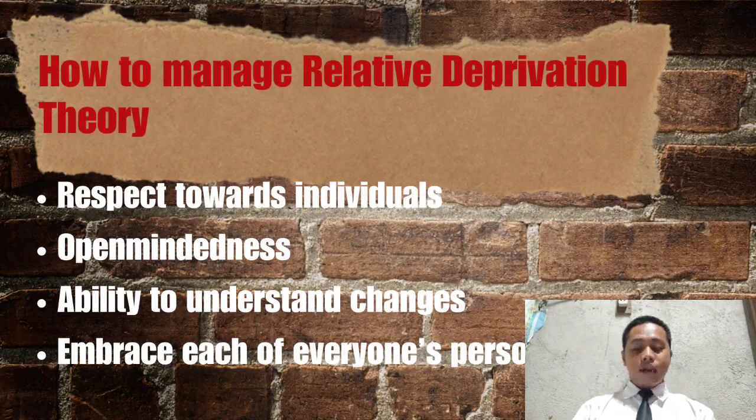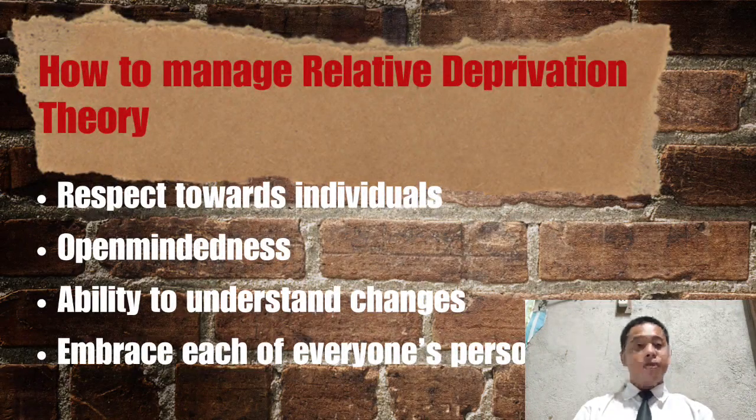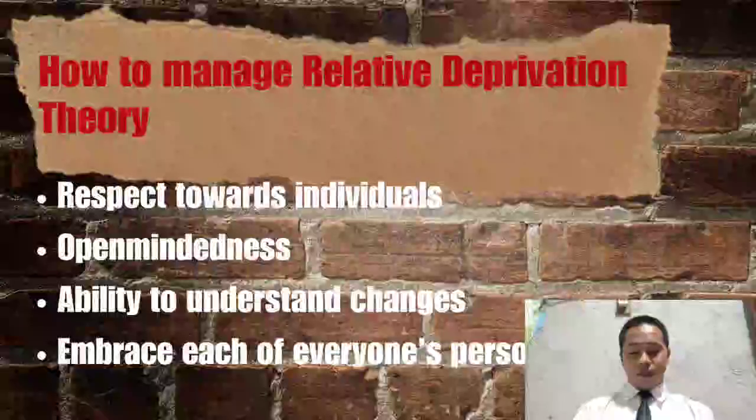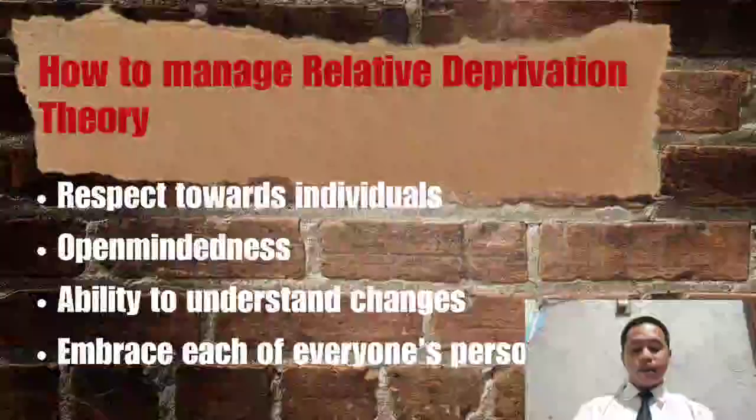And next, how to manage relative deprivation theory. Number one, first and foremost, respect towards individuals, because in respect, we can earn things, we can build a world that unites everyone. Number two, open-mindedness. Number three, ability to understand changes, especially now in gender roles. Number four, embrace everyone's personality because you cannot change them. You cannot change their personality, so you should embrace it. Something like that.